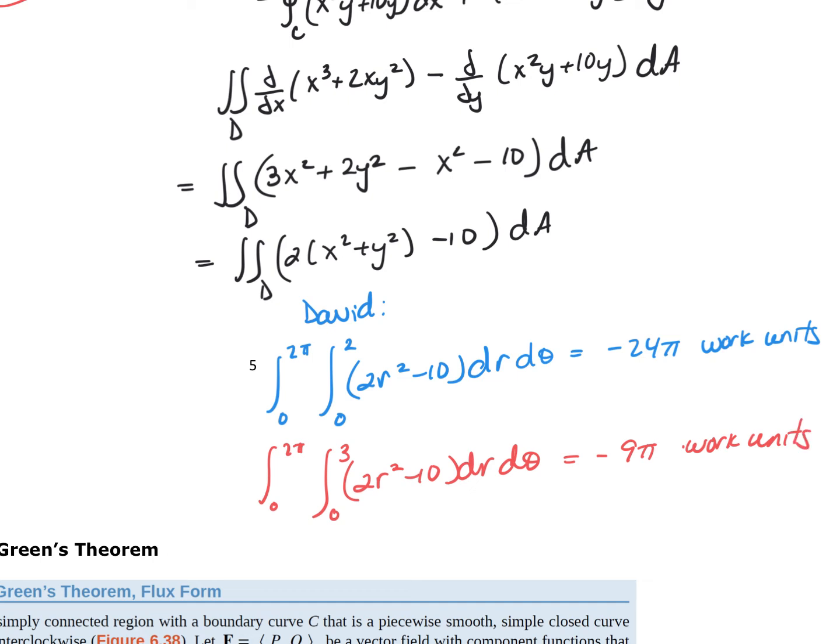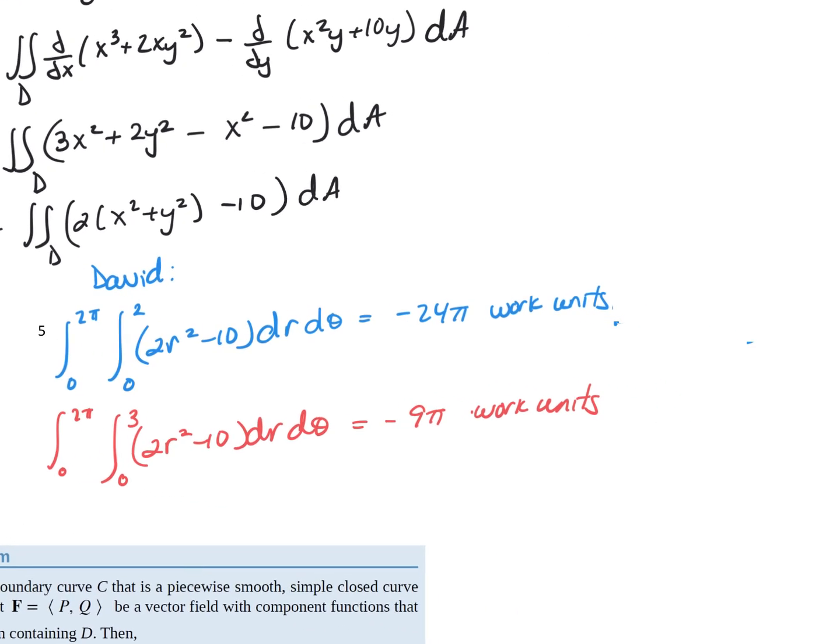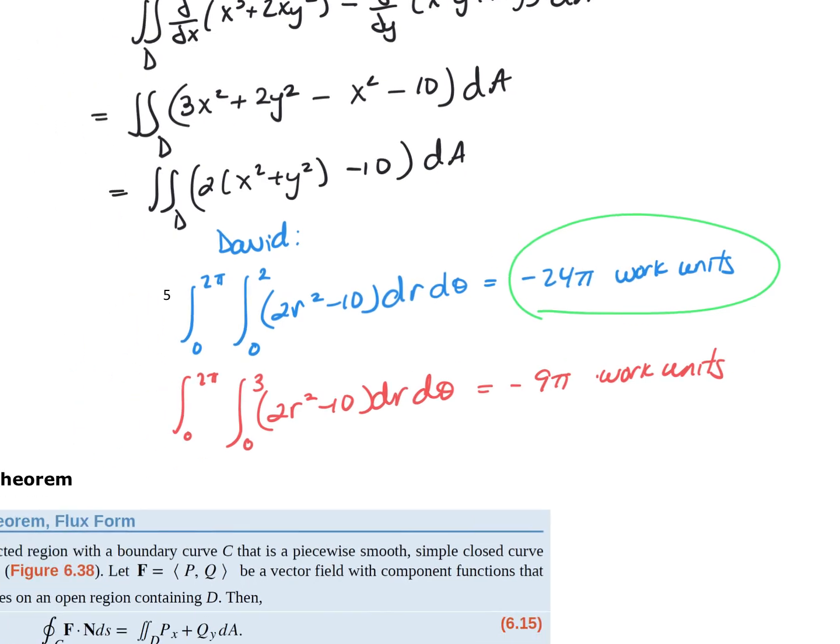So even though Sandra is going in a bigger circle, you would think she was doing more work, but the wind is really going to help her on parts of her big circle. So David actually is doing more work.